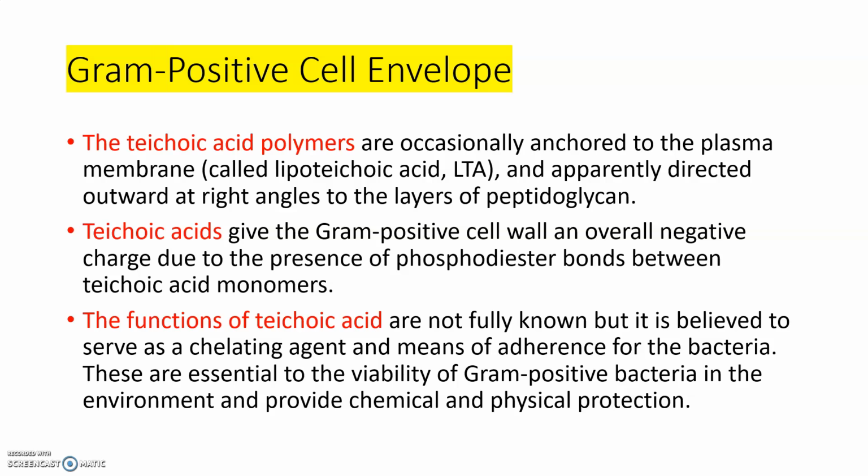Now, the functions of these teichoic acids are not fully known, but they are believed to serve as a chelating agent and as a means of adherence for the bacteria. That means, with the help of this teichoic acid, it helps in attaching the bacteria to certain surfaces. These are essential to the viability of gram-positive bacteria in the environment, and it may provide chemical and physical protection to the bacteria. Those are the functions of teichoic acid.